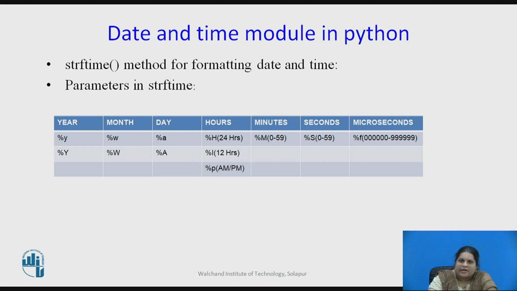Similarly, whenever we are using the microseconds, at that time percentage small f is used to display the microseconds. So it is actually 6 digits, from 000000 to 999999. All these values are covered in microseconds. So whenever we want to display that, we can use this particular percentage small f for displaying the microseconds.